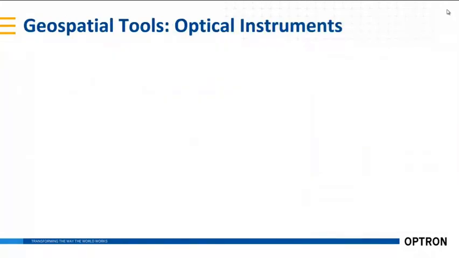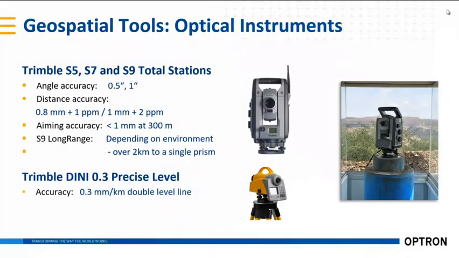So from the geospatial tool side, we are able to offer the Trimble total stations, S5, S7, and S9. The S9 is the flagship total station, ideally suited for a mining environment. It's very accurate and has long-range capabilities. And also the Trimble DiNi 3 precise level.